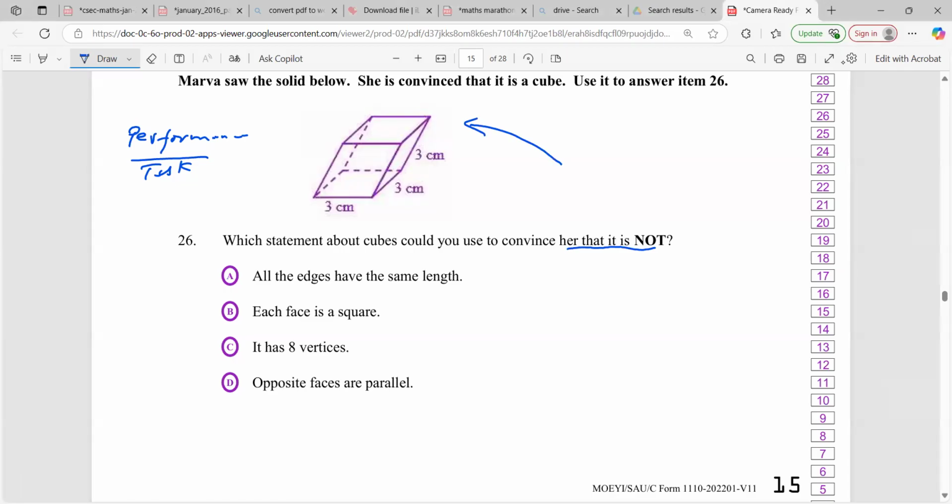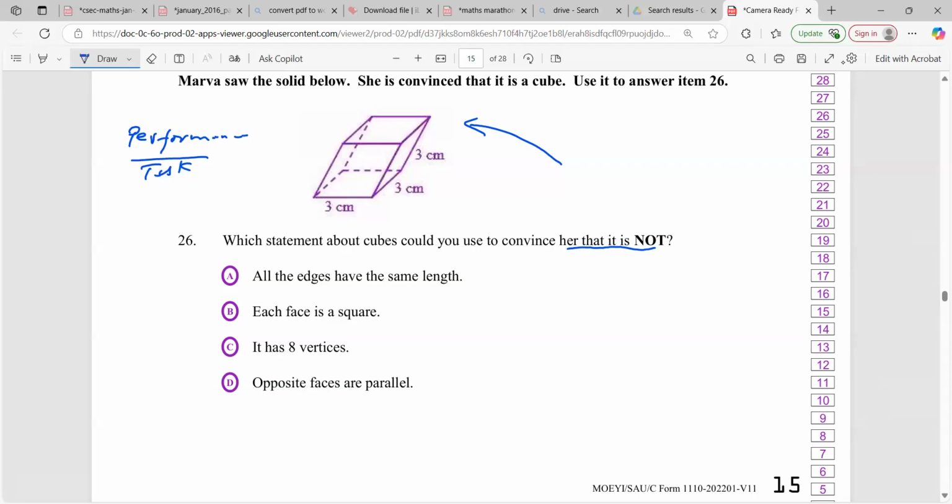Sir, I disagree. All right, go ahead. What's your answer? Sir, my answer is B, as in each face is a square. Explain why B. Why B, Katina? Sir, because when I look at it, I can see squares on all the sides.